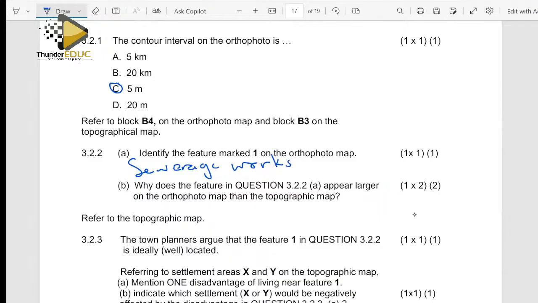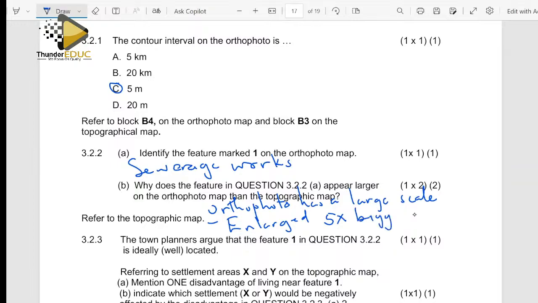That's the feature. Why does the feature in question 322 appear larger on the orthophoto? It is appearing larger because the orthophoto is a large scale. In other words, you are saying it was enlarged 5 times bigger than on the topographic.